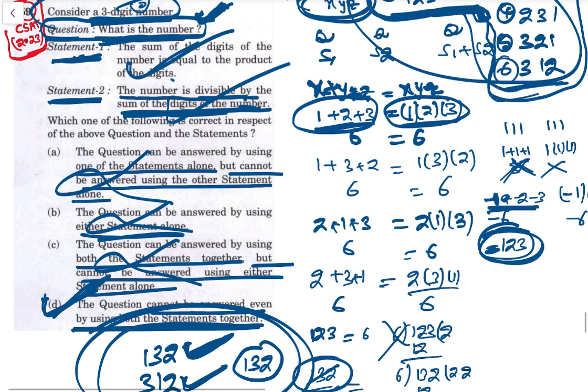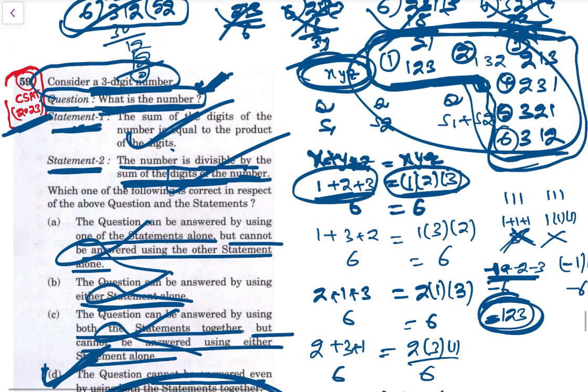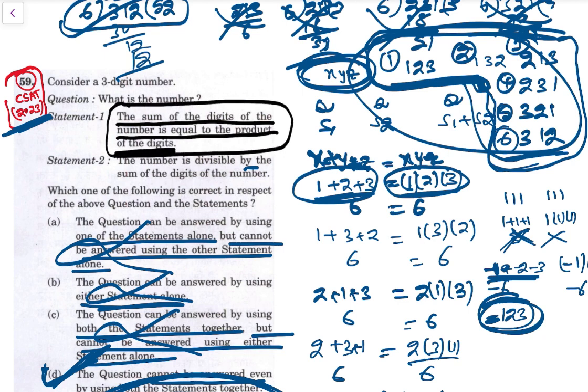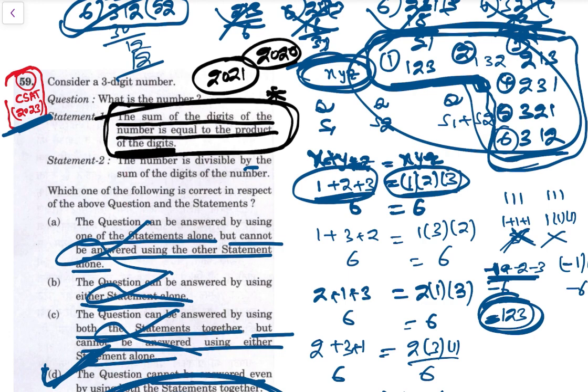So this is an easy question. It is made easy because the statement that the sum of digits of the number is equal to the product of the digits is asked in every alternate year. There was a question in 2021 also based on this, then there was a question in 2020 also. So this statement is very important.